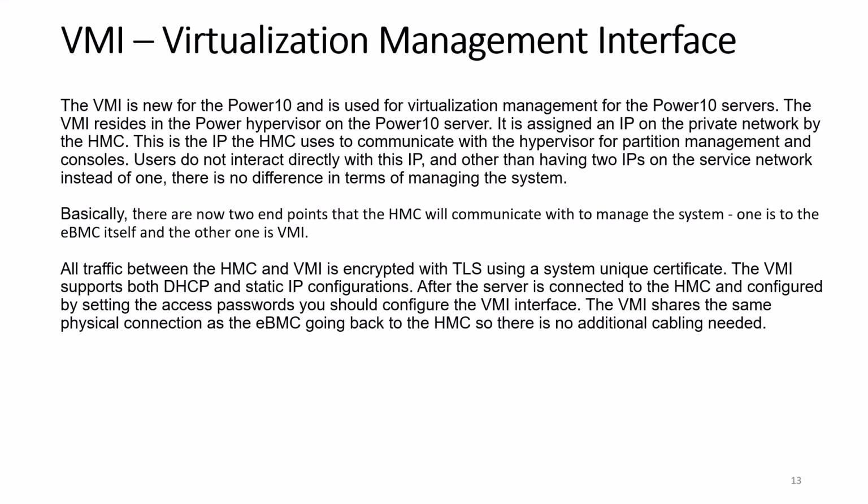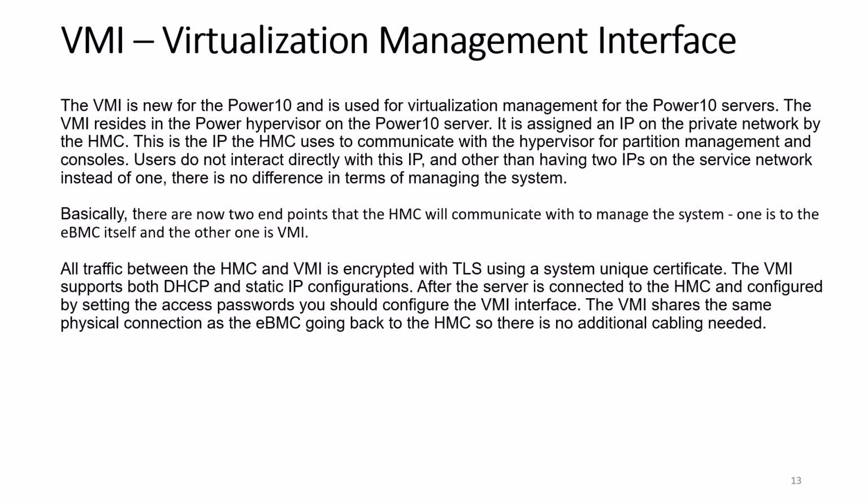So the eBMC is basically the replacement for the service processor. And the piece that's really new with Power 10 is this new interface called the VMI, or Virtualization Management Interface. This resides in the Power Hypervisor on the Power 10, and again, as I said earlier, it has an IP on the private network of the HMC. This is the IP that HMC is going to use to talk to the hypervisor when it wants to manage partitions, when it wants to do console work, and so on.